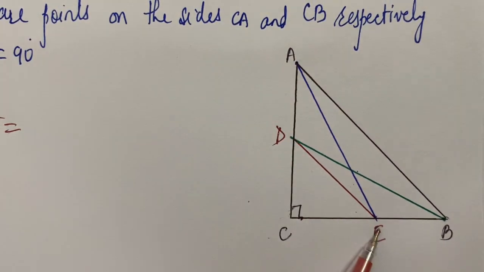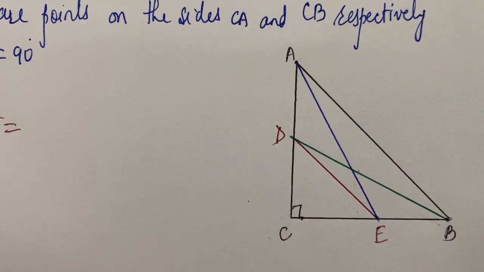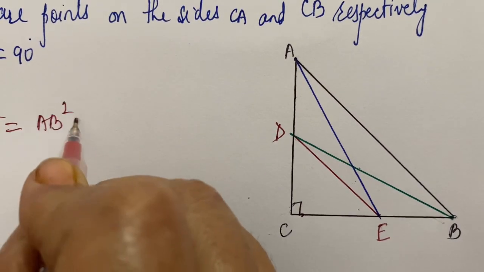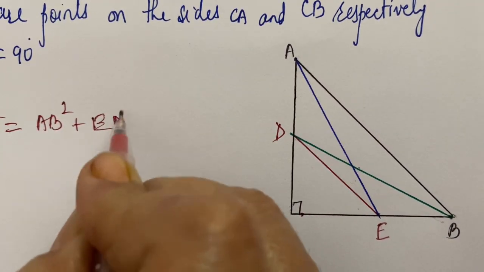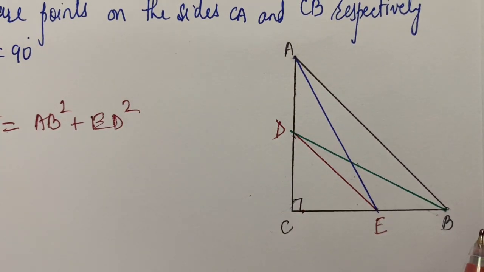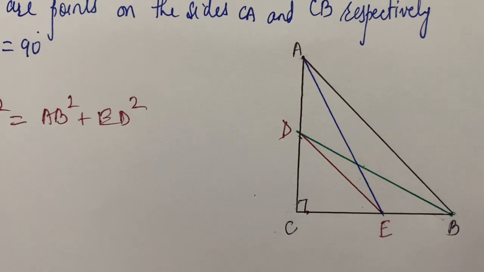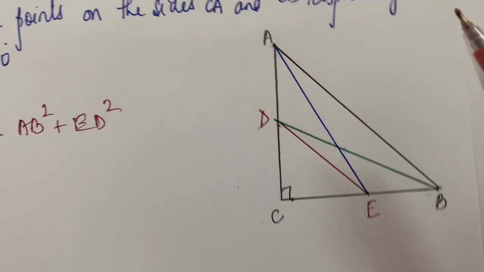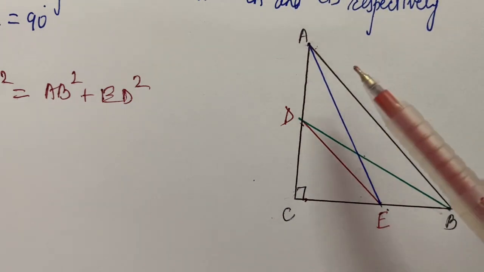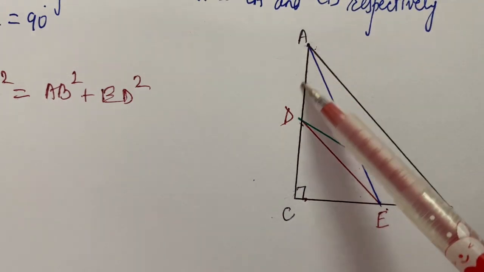AE square plus DB square is equal to AB square plus ED square. Got that? So we have to apply Pythagoras theorem. Which right triangles are we going to consider? If you want AE square, you will have to consider Pythagoras theorem for triangle ACE.